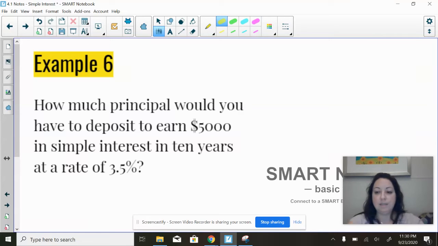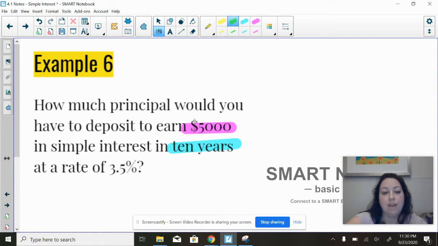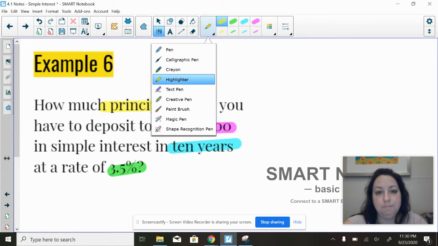Okay, so we're taking a look at example 6. This one is set up just like 5. How much principal would you have to deposit to earn $5,000 in simple interest in 10 years at a rate of 3.5%? What they did not give me this time is the principal, so I'm going to set things up much like I did on example 5.